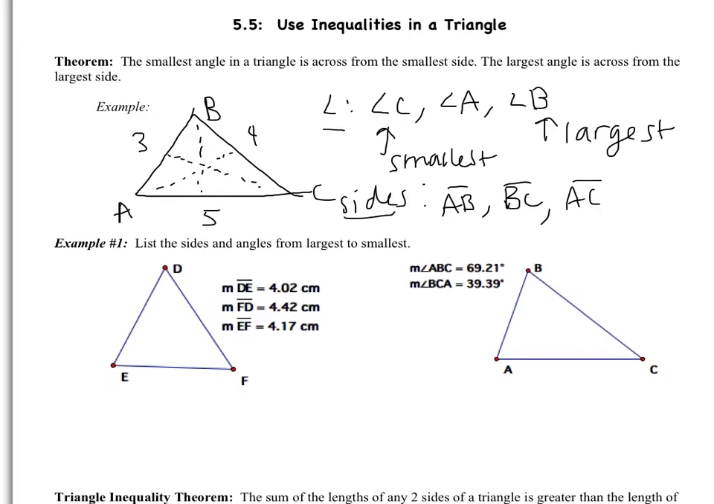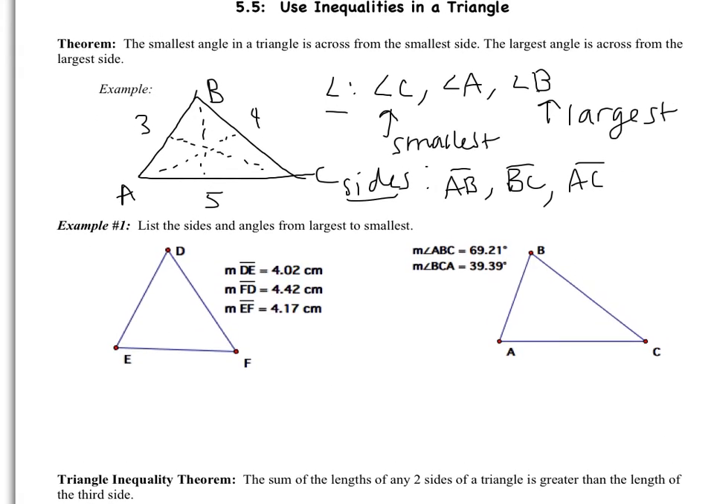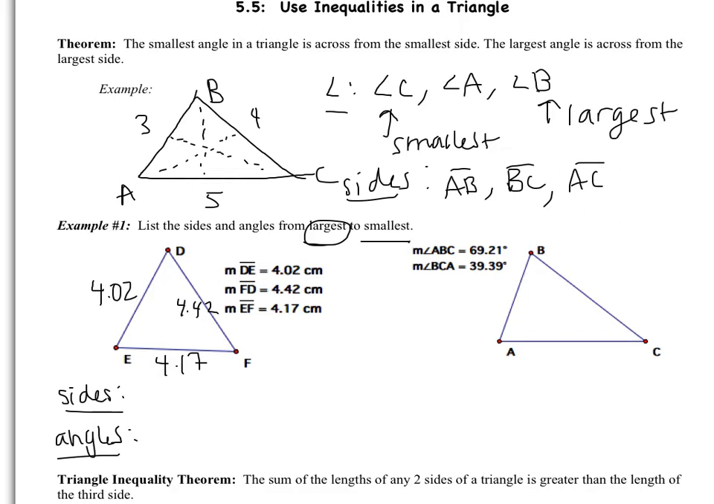Okay, so we have two examples. Example 1, 2 parts though. So it says list the sides and angles from largest to smallest. Okay, so first thing I'm going to do is mark my figure with the information that I'm given. So DE is 4.02, FD is 4.42, and EF is 4.17. Okay, so it says largest to smallest. So the largest side is DF, the middle side is EF, and then the smallest side is DE.